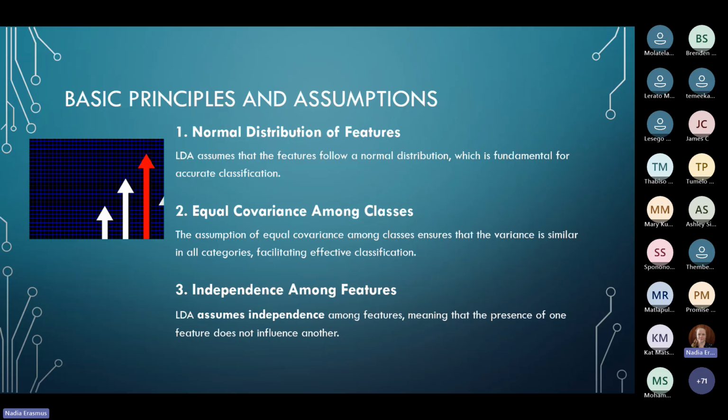So I'm going to say the 3 key assumptions or basic principles are: we assume normal distribution. We assume that the covariances are equal amongst the classes. So in this case, we are assuming that the classes or the categories have the same amount of data points. And then we assume independence. So we assume that the features or the variables do not have an influence on each other.